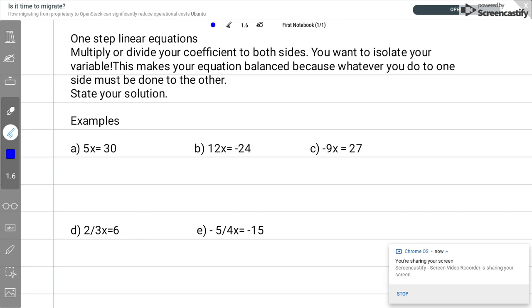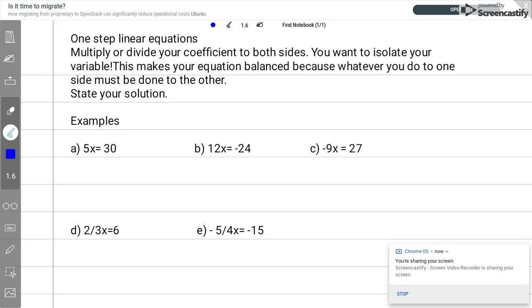Hey guys, welcome back. Today we're going to be talking about one-step linear equations where you either have to multiply or divide your coefficient to both sides. So again, like in my last video where I talked about adding or subtracting, you need to keep the balance. If you double the quantity on one side of your scale, you have to double the other side as well to keep it in balance.